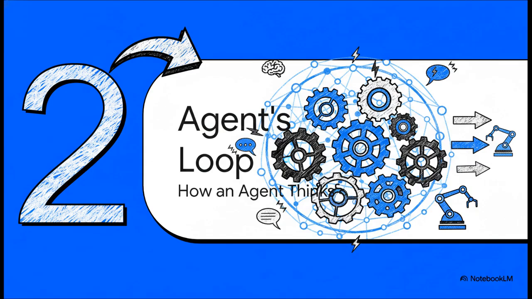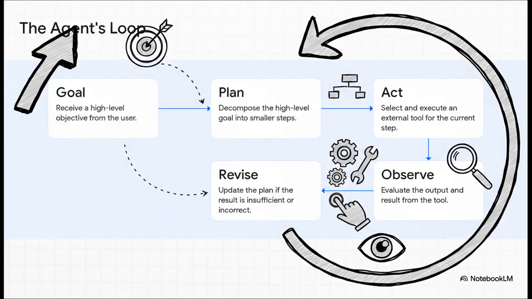Okay, but how does one of these agents actually think? What's going on inside its head? That brings us to section 2. The agent's execution loop. You can think of this as its cognitive cycle, its brain, the engine that drives every single thought and action it takes. And here's that loop in a nutshell. It's a really elegant process.